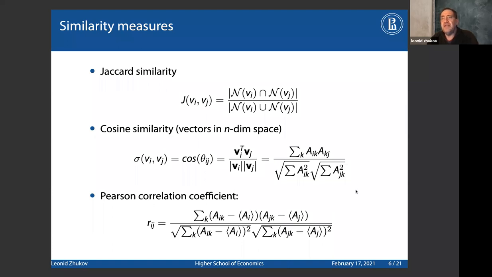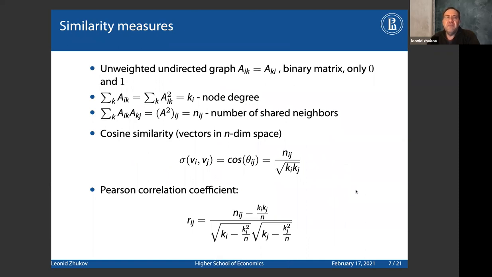And again, we're not looking at the content of the node, we're just looking at the structure. So these are structural similarity measures. Now, if the graph is undirected, and we get a binary matrix of only zeros and ones, then you can calculate the node degree and the number of shared neighbors as a sum. And then the metric for cosine similarity will be much easier, right? It can be simplified to just the number of overlapping common nodes divided by the sum of the node degrees for each of them. And the same way for Pearson correlation.